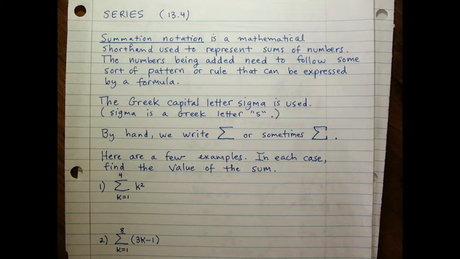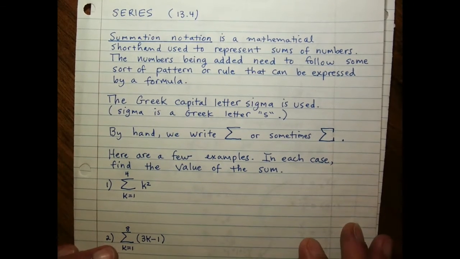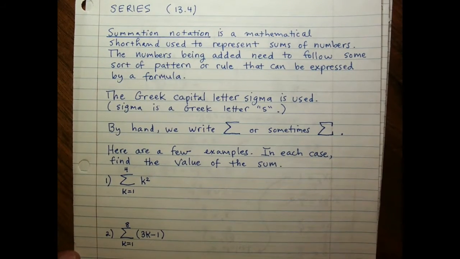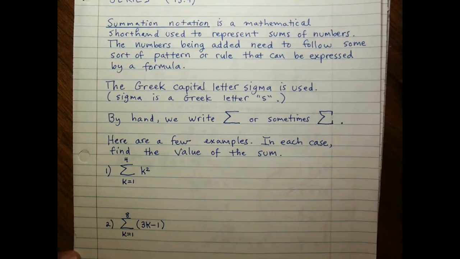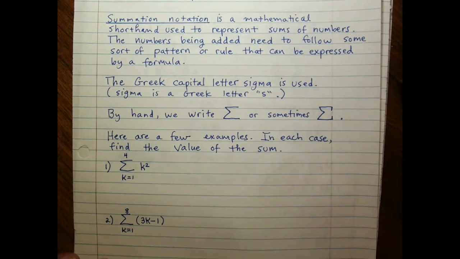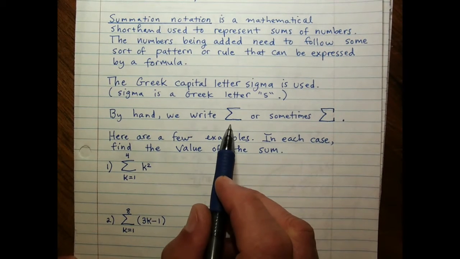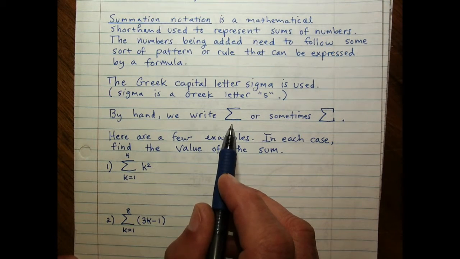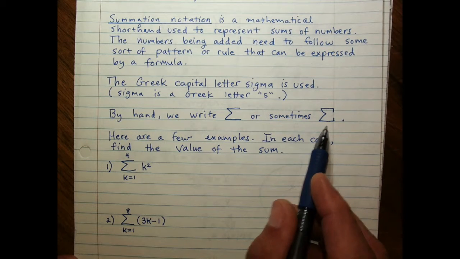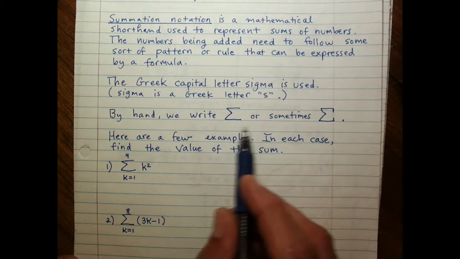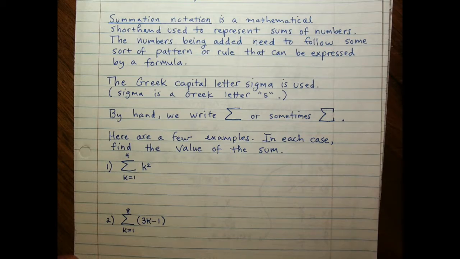The Greek capital letter sigma is used. Sigma is a Greek letter S, and it was chosen because it's the first letter of the word sum, in English at least, I think also Latin. By hand, capital sigmas are usually written either this way, or sometimes people embellish them a little bit. These are exactly the same thing. There's not meant to be any difference.